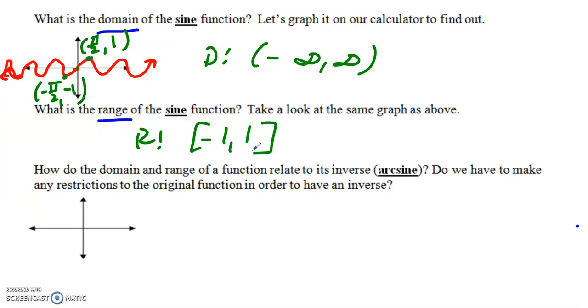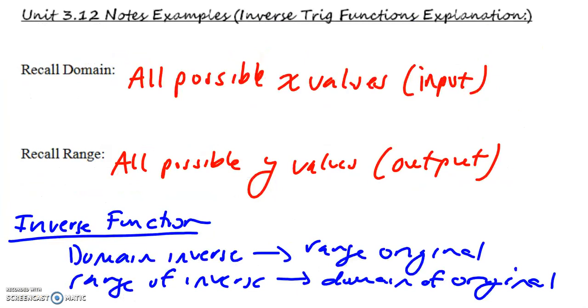Here's the problem. So how do the domain and range of a function relate to the inverse? So how does sine relate to arcsine? Well, remember what I wrote earlier, that the definition of an inverse is that the domain and the range change places, because the domain is replaced by the range and the range is replaced by the domain.